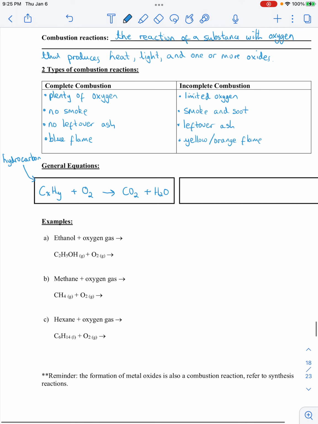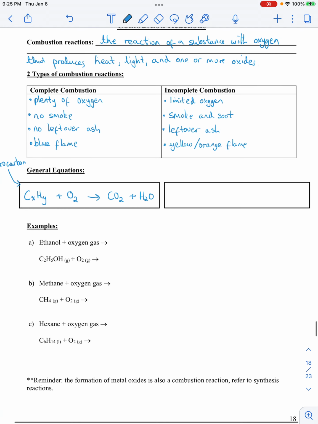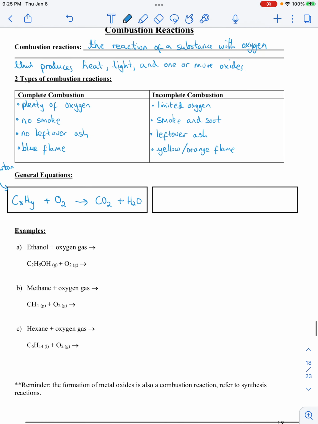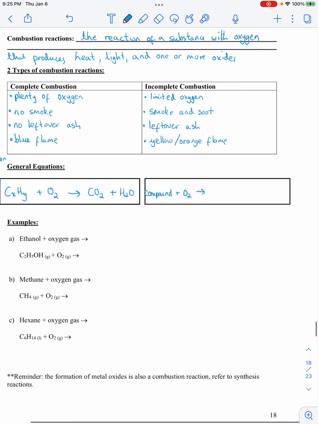In incomplete combustion, there are more than these two products. You do get other products. So this is going to be some compound plus oxygen. And here we get soot. Soot being produced. Soot is just solid carbon. So that's carbon by itself. Just elemental carbon is soot. And it's a solid. You get a poisonous gas called carbon monoxide.